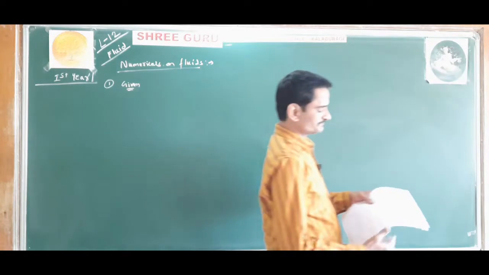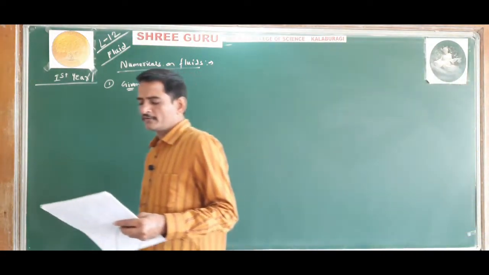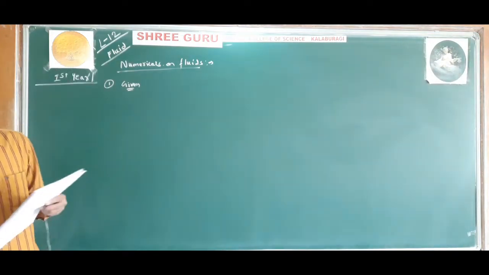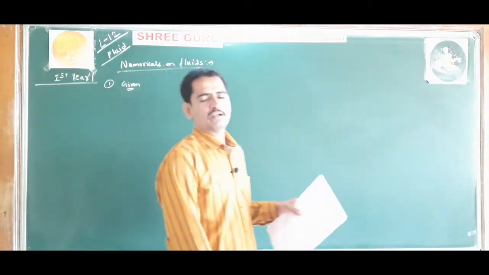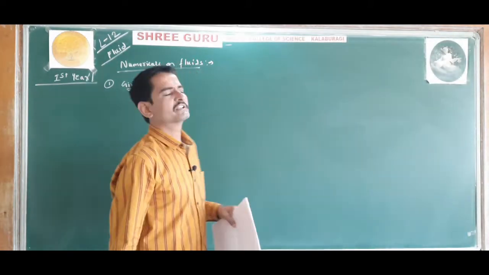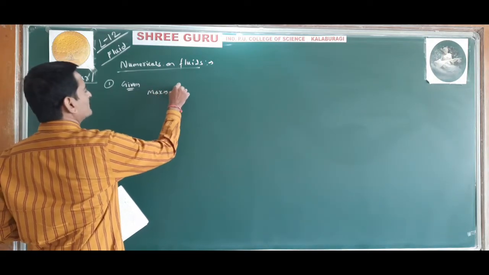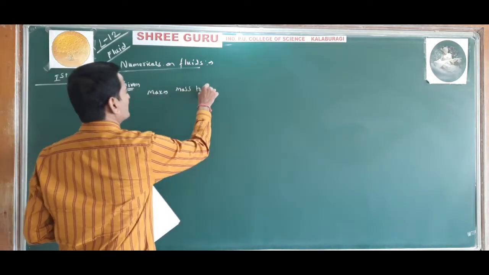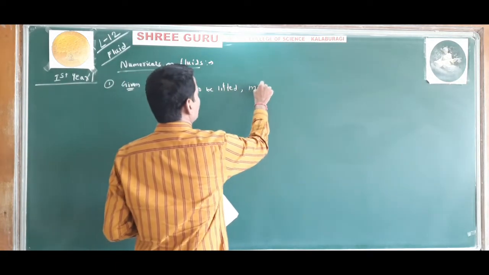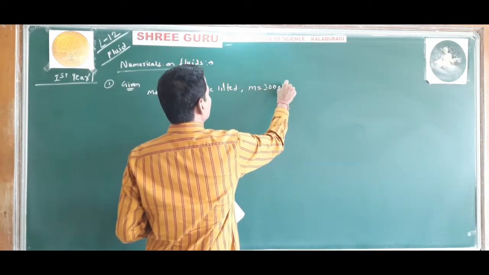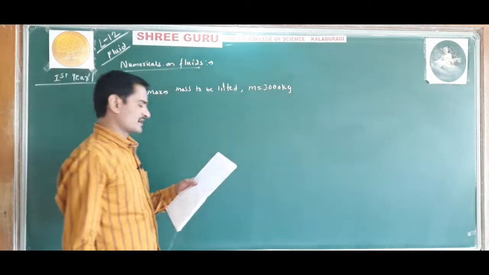Here, what have they given? A hydraulic automobile lift is designed to lift cars with a maximum mass of 3000 kg. The maximum mass that can be lifted with that hydraulic lift is 3000 kg. That is the maximum mass to be lifted. So M is equal to 3000 kg. They have given. Read the sentence, you will understand.